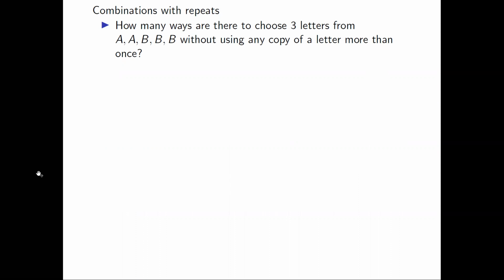So let's look again at the problem that we were looking at before. We have a set of letters that just has 2 A's and 3 B's, and the question is, how many ways can we choose 3 letters from this set without using any copy of a letter more than once? Again, I'll mention the order does not matter. So we're going to use a more systematic process for doing this one.